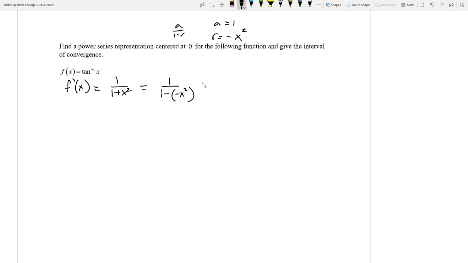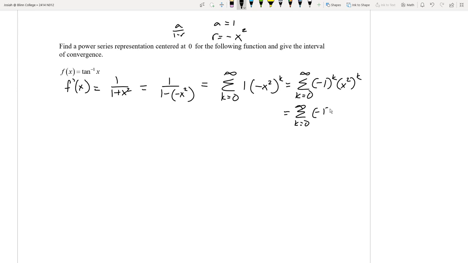Which means that we can rewrite this using our geometric series rules from k equals 0 to infinity of a times r to the k. And so we can rewrite this then just by arranging some terms. This is negative 1 to the k times x squared to the k. Right, if we just split that guy up. And so this is the sum from k equals 0 to infinity of negative 1 to the k, x to the 2k.